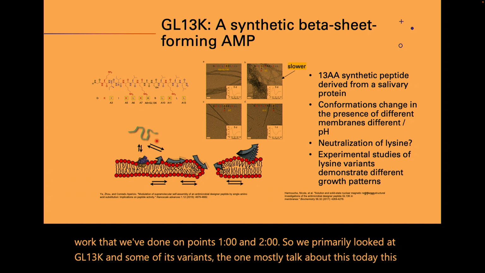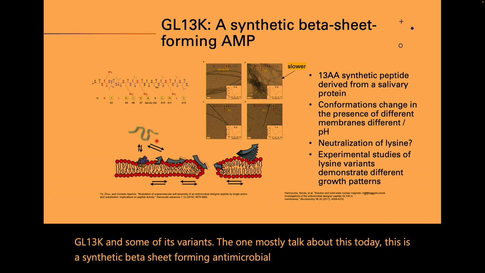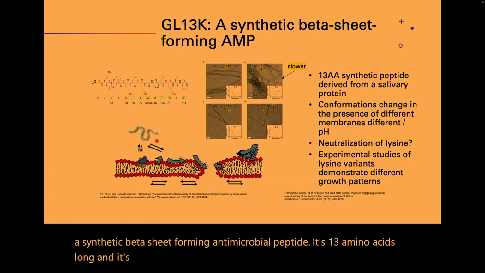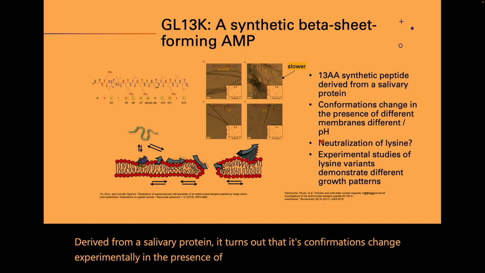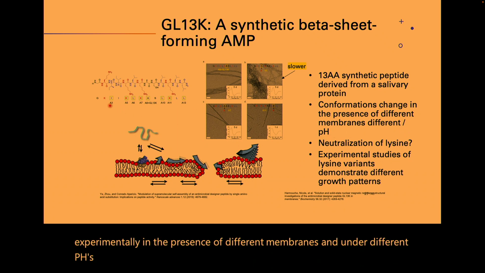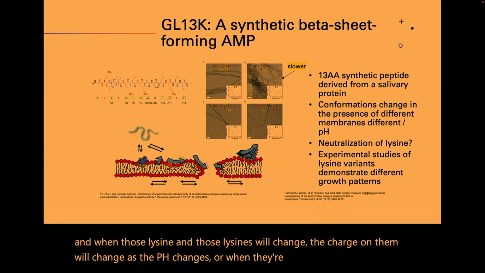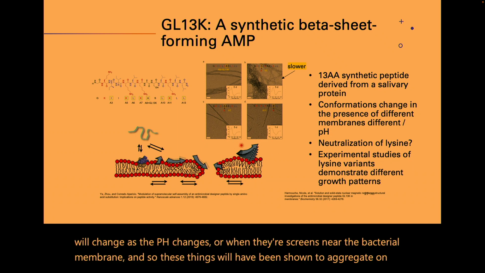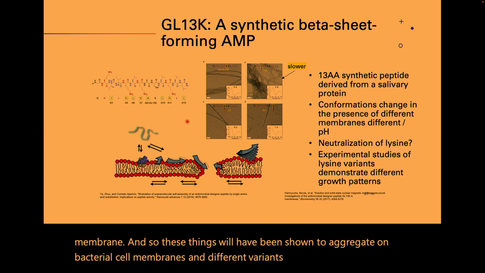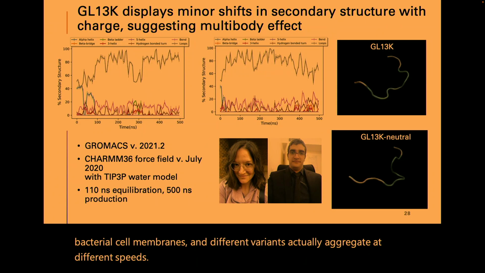This is a synthetic beta sheet forming antimicrobial peptide. It's 13 amino acids long, and it's like a small slice derived from a salivary protein. It turns out that its conformations change experimentally in the presence of different membranes and under different pHs, probably because you have these charged lysines in the sequence, and the charge on them will change as the pH changes, or when they're screened near the bacterial membrane. And so these things have been shown to aggregate on bacterial cell membranes, and different variants actually aggregate at different speeds. And so we've done some molecular dynamic simulations.